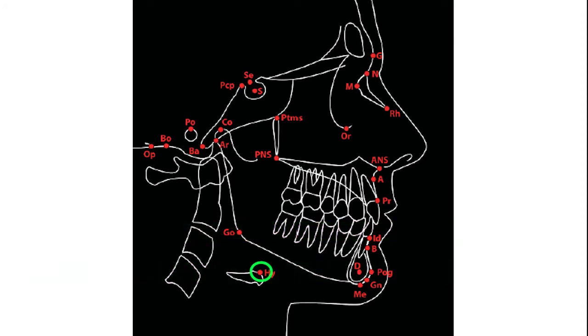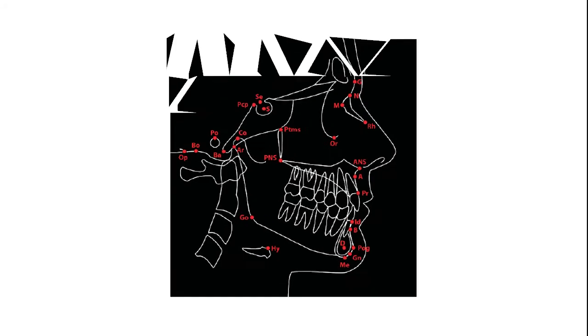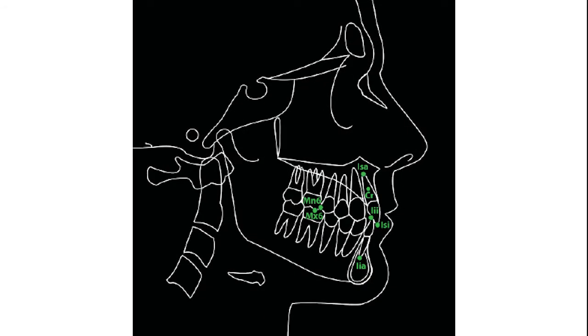Hyoid point, HY. This point is the most anterior superior point on the body of the hyoid bone. It is also termed hyoidale. Moving on to the next part, hard tissue lateral cephalometric dental landmarks.